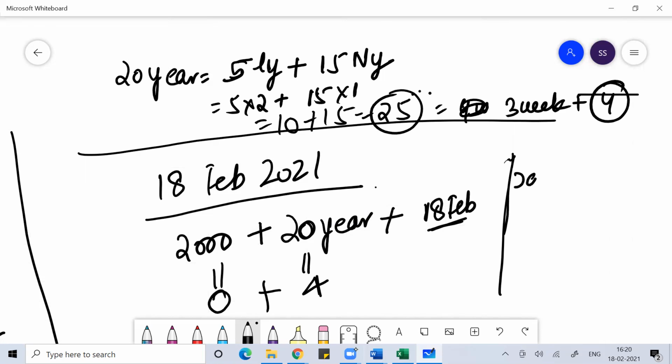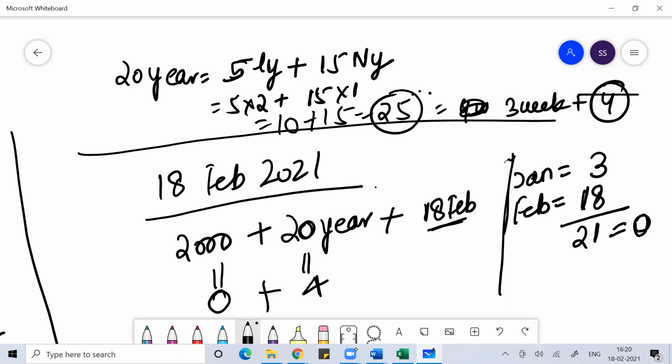How many days are there in January? 28 plus 3, so January means 3 extra days. February is 18, which I can say is 14 plus 4, or you can write 18 directly, no problem. The year 21 means 0 extra days. So the total is 4, which means Thursday. The answer is Thursday.